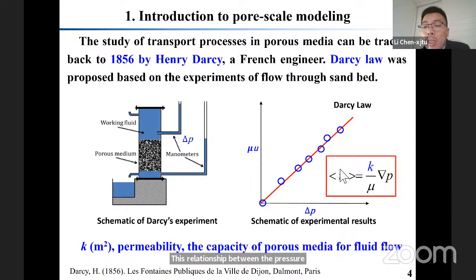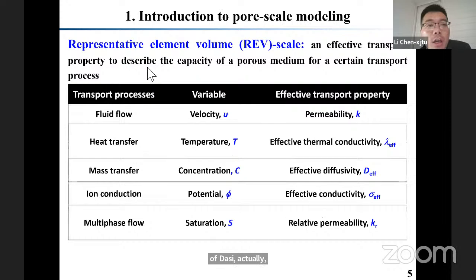Okay. So after the work of Darcy, researchers routinely described the transport process in porous media based on the REV scale, that is, the representative element volume scale.